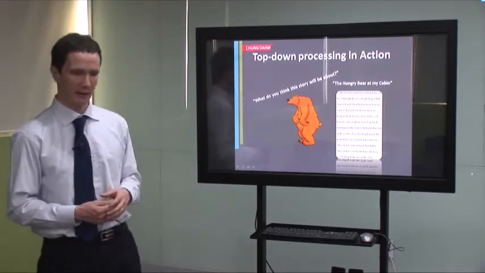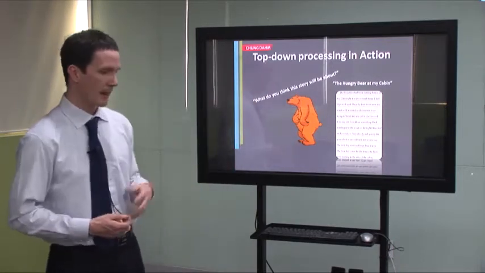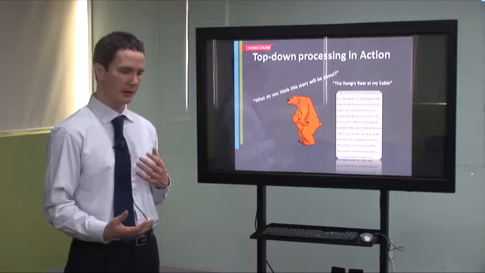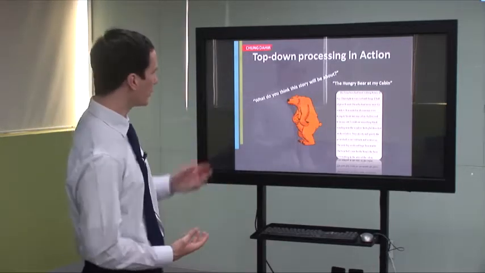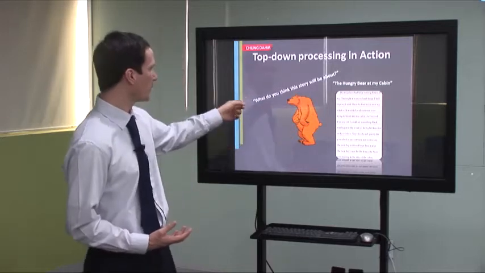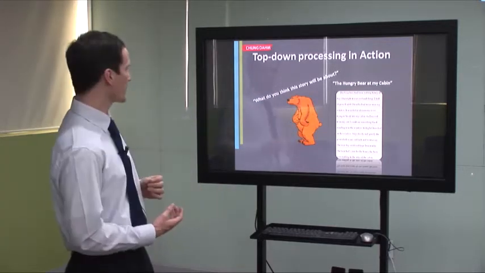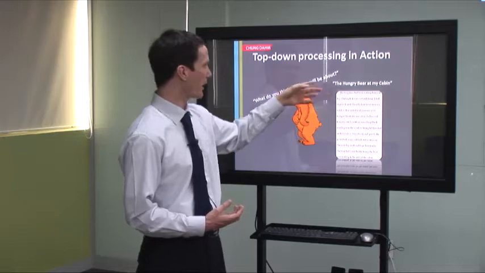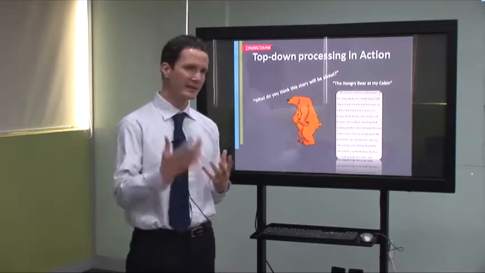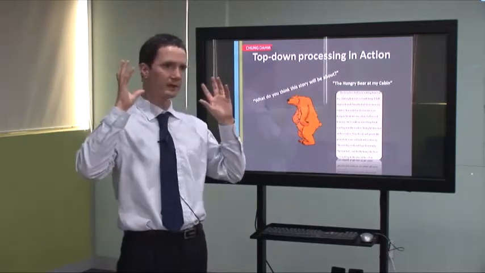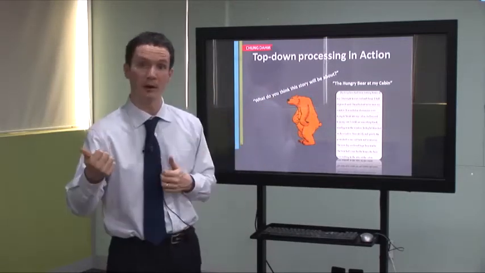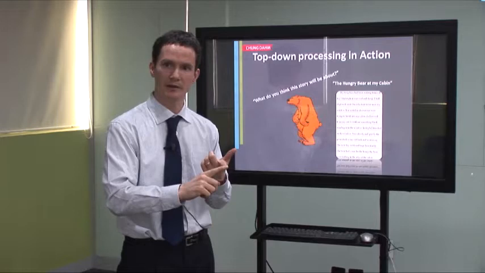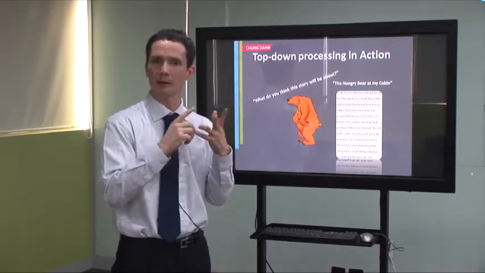Now we can see here, we have an example text, and according to this theory, what we would do as a reader is we would come to this text, we would look at the picture of this bear, and we would look at the title, and we would say, "The Hungry Bear at My Cabin." Now when I see that title, I start to activate ideas and knowledge that I have about bears, about hungry bears, and about what they might do at cabins.